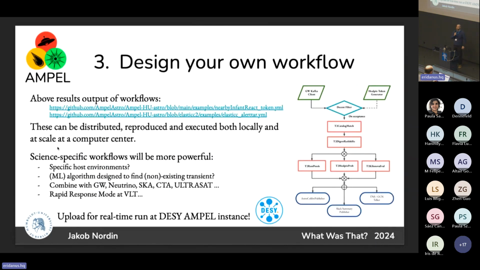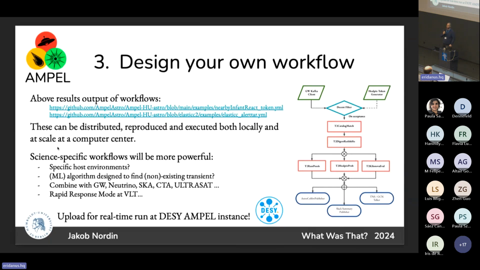The final way to interact with AMPEL is to actually design your own workflow. So I said a little while ago that it was not developed as a broker as such, but as an engine to run analysis on real-time data. So the two previous access points I discussed are all based on public workflows. You can find the links there, and you can actually install AMPEL locally and try and run these and extract the same conclusions we do.